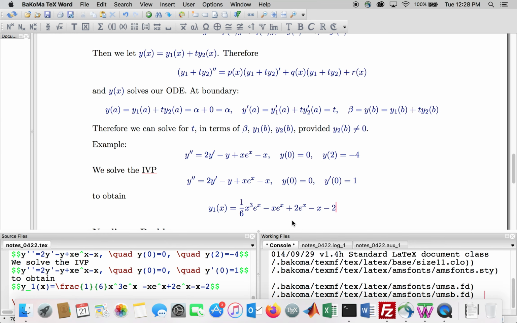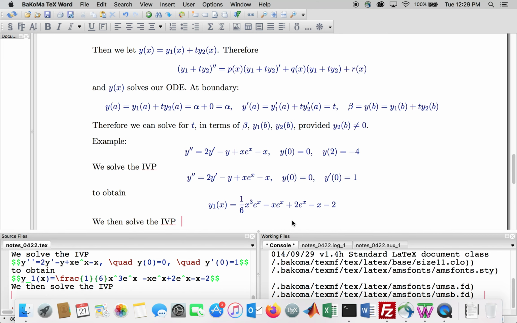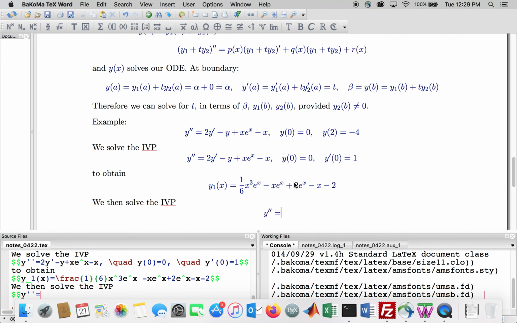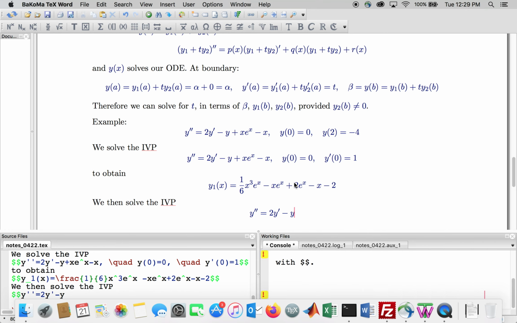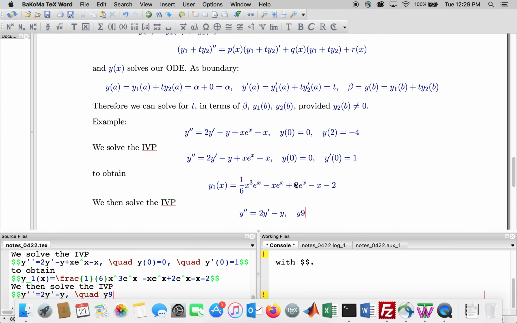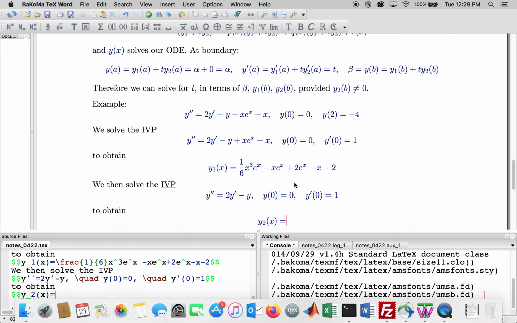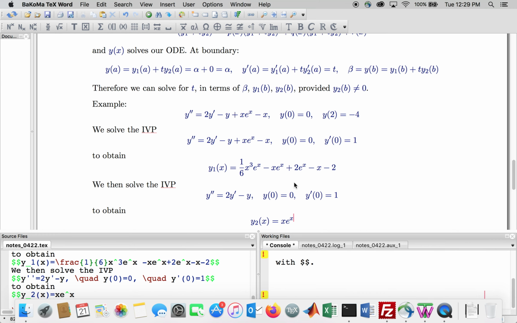So that's y1. Then we solve this related initial value problem: y double prime is equal to 2y prime minus y, and y of 0 equals 0, which is always the case regardless of what alpha is from the original problem, which is that alpha happens to be 0. y prime of 0 is equal to 1. That gives us y2 of x is equal to just x e to the x.